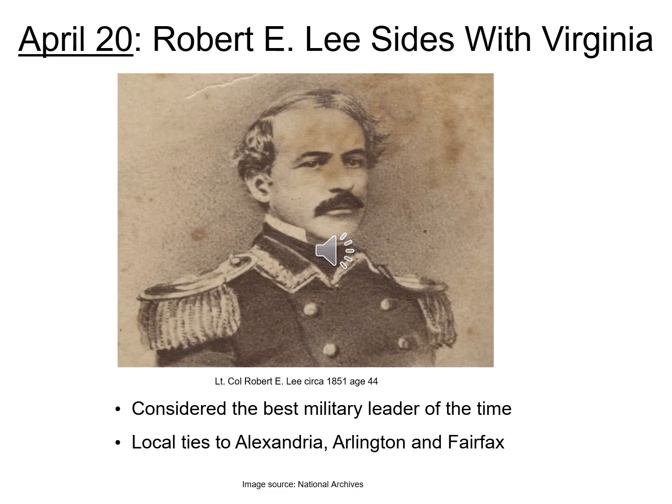On April 20th, Robert E. Lee resigned from the U.S. Army to side with Virginia. He had grown up in Alexandria. He honeymooned at the Ravensworth Plantation, one of the largest properties in Fairfax County, and he lived for a time in Arlington overlooking the Potomac. So he had local ties.